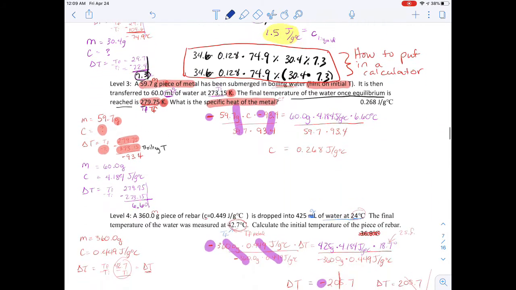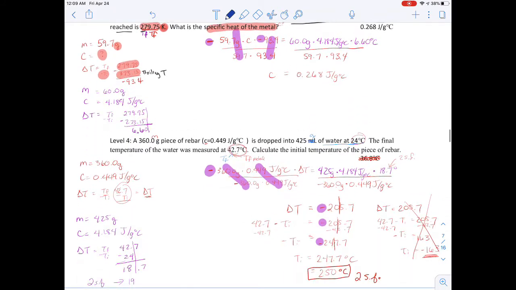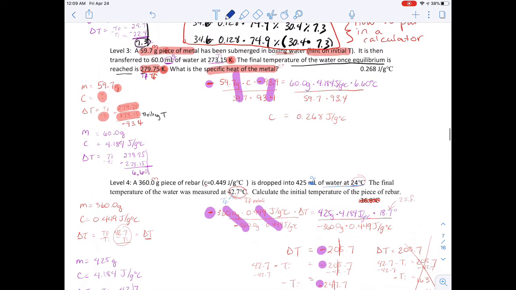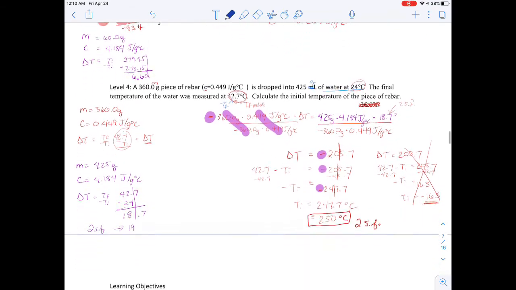Did a quick review on how to put it in your calculator. This one was unique because everything was in Kelvin, and that's okay. When you subtract temperatures in Kelvin, you still will have the same temperature change as Celsius. You can pick some numbers and try that to prove it to yourself.